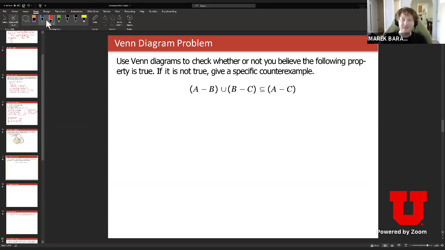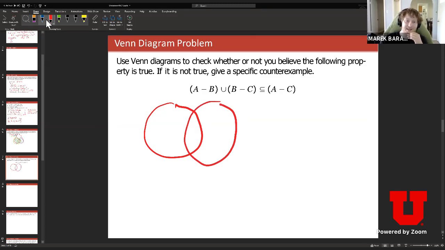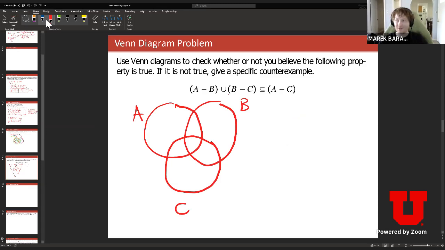So this one's a little more tricky. We're going to have 3 sets here, A, B, and C. And we're going to use Venn diagrams to show that A minus B union B minus C is contained in A minus C. I'll give you maybe 2 minutes to do that one.